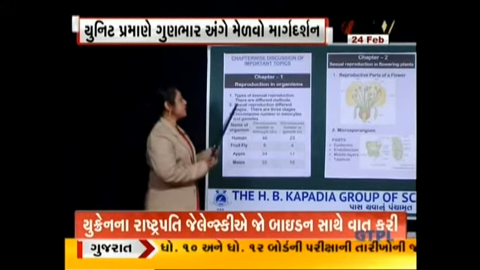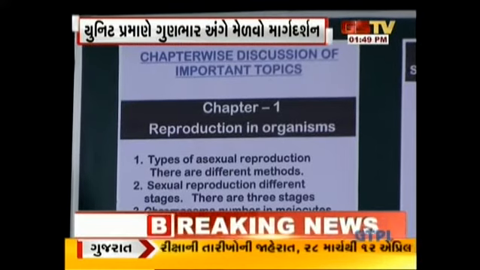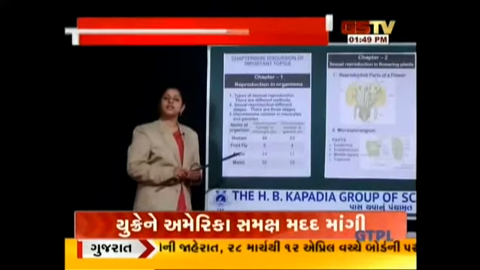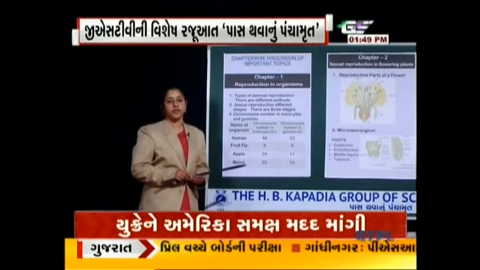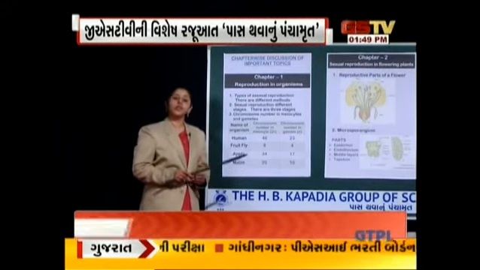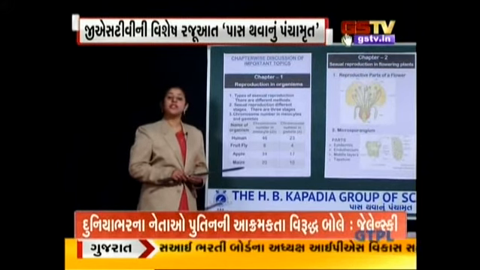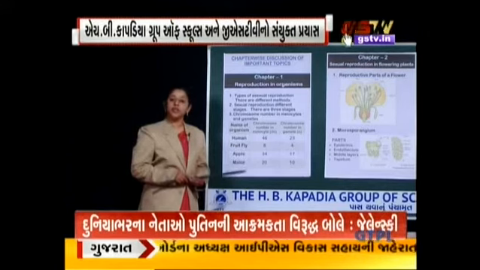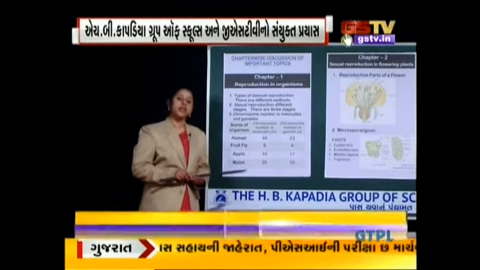So first we will discuss the types of asexual reproduction. Asexual reproduction is the reproduction which is performed by lower groups of organisms. It is further divided into different subtypes. For example, fission. Fission is splitting of the parental nucleus into daughter nuclei. This is normally done by amoeba.